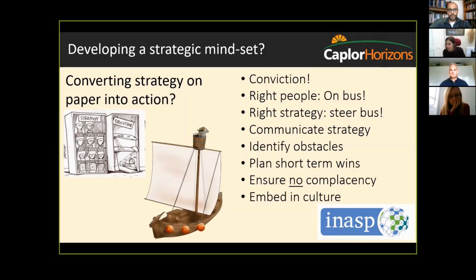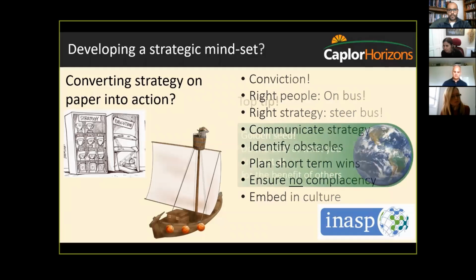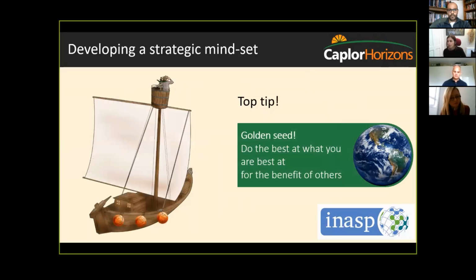So that's a very quick run through of Kotter's 8 steps. And just to finish, I think coming back to one of the points Ian made earlier, which in terms of developing a strategic mindset always seems really critical. And that's do the best at what you're best at for the benefit of others.